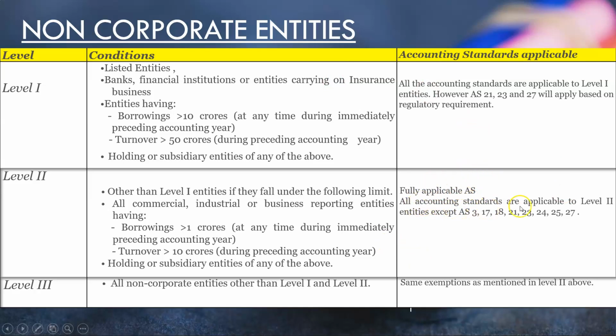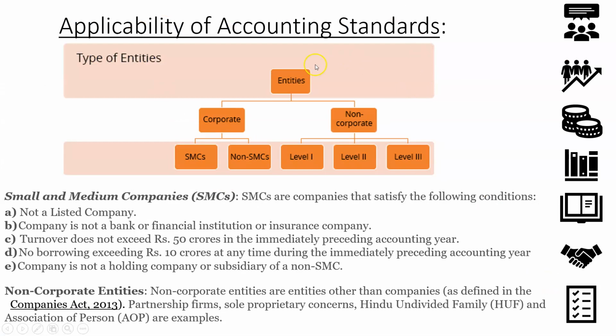Although all accounting standards are applicable except accounting standard 3, that stands for cash flow statement, and the others are here in the list. Next, level 3: all non-corporate entities other than level 1 and level 2. Now some same exemptions are mentioned in the level 2 above. So whatever exemptions are here, these are the same exemptions for the level 3 entities as well. So this is an overview. Let us again look at it.